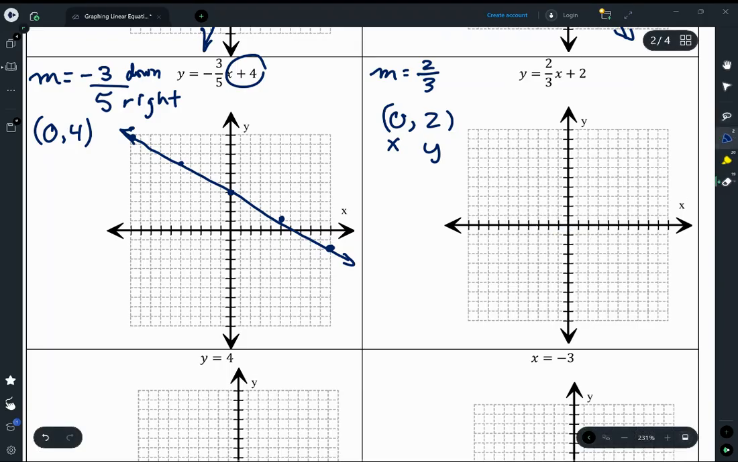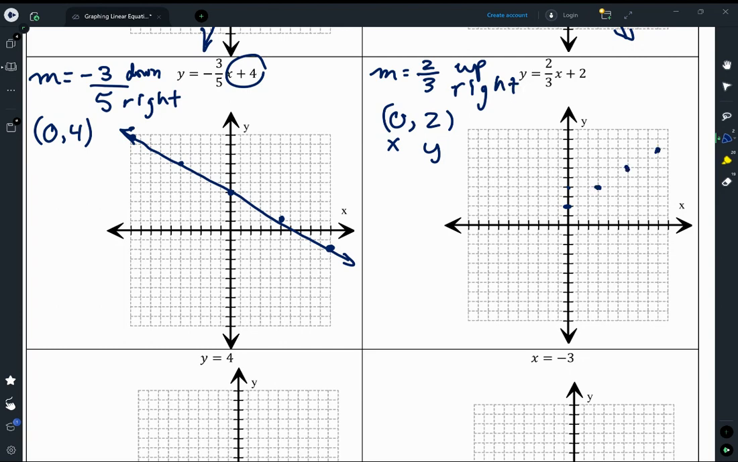Let's erase that stuff so we can actually do our graph. So now my slope is 2/3, up 2, 3 to the right. So it means up and right. I guess we better put in our counting directions again. So that slope is the steepness of the line, and it shows how all those points are connected.